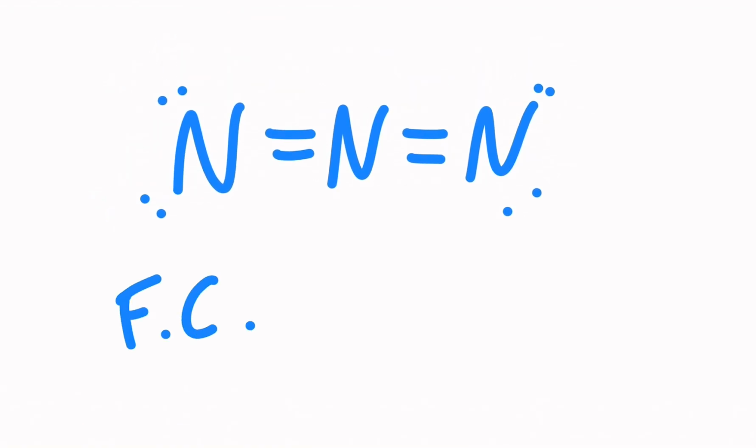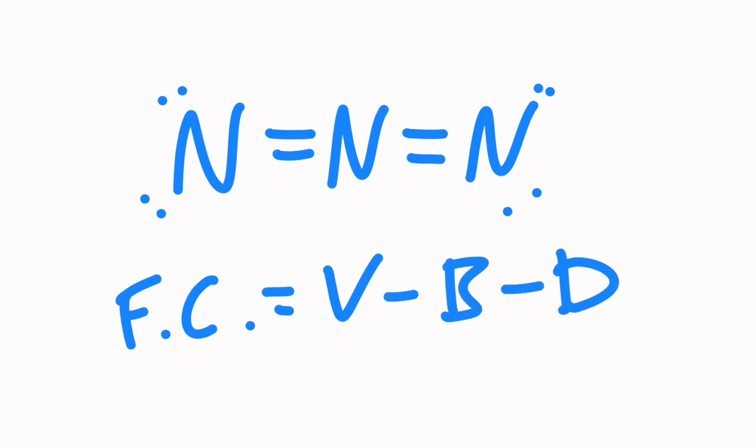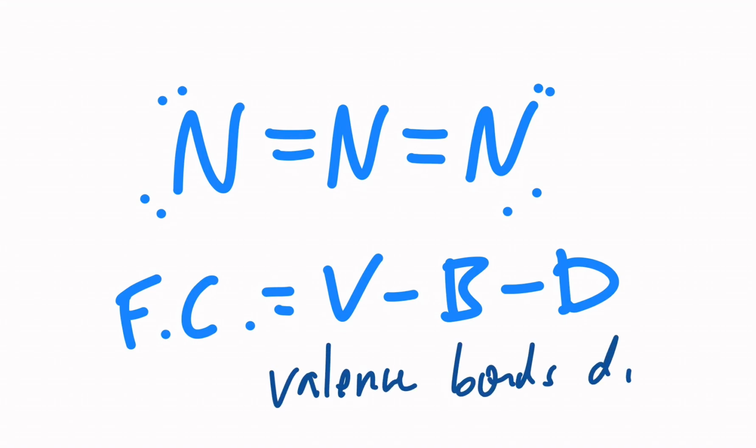The formal charge is the valence electrons minus the bonds you see minus the dots that it has. That's valence, bonds, and dots. It's a trick for tracking our charge separation in a molecule.